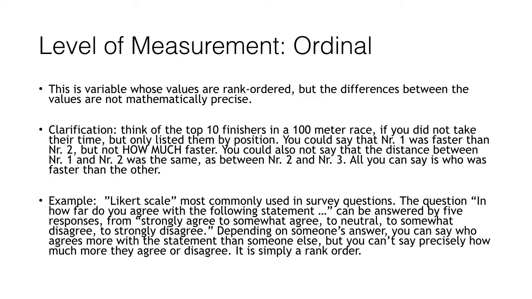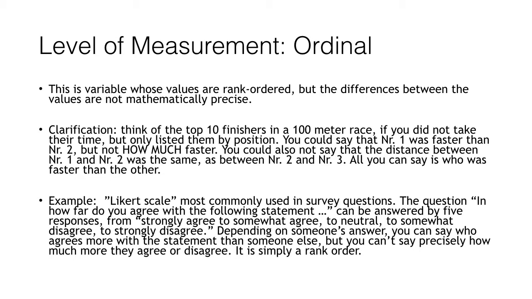The next level of measurement is the ordinal level. Ordinal variables have values that are rank ordered, but the mathematical differences between the values are not precise. So think of a 100-meter race. You're not taking the precise time of the racers, but you're simply noting which position they came in. So you could say that the number one was faster than number two, but you can't say how much faster. You certainly can't say that number two was twice as fast as number four. All you can say is one came in before the other.